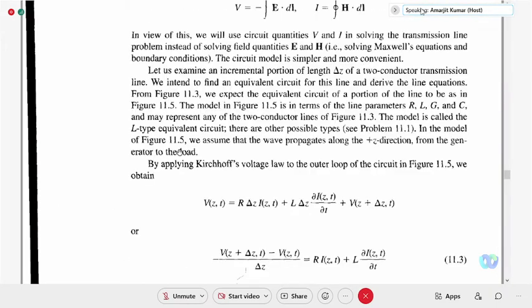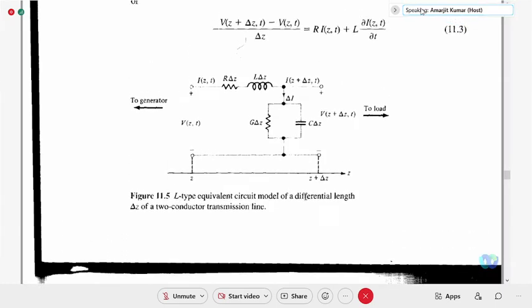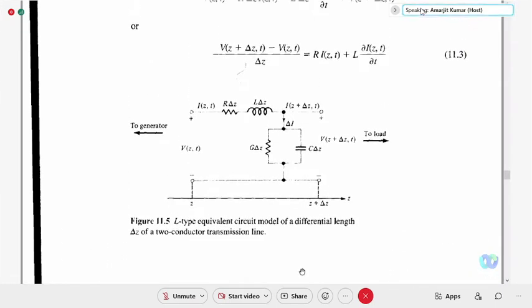For the delta Z section, for the delta Z length of a transmission line, this is the L-type equivalent circuit model. Already you have done this. The L-type equivalent circuit model is for a delta Z line length, an infinitesimally small line length.